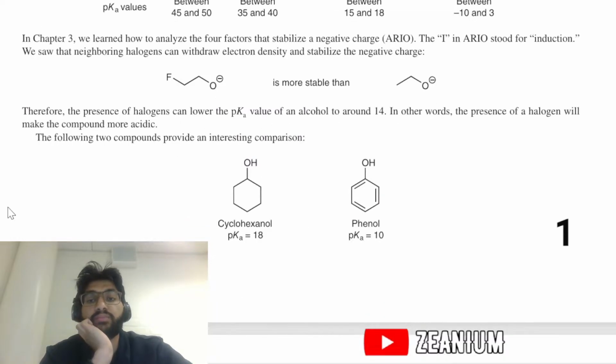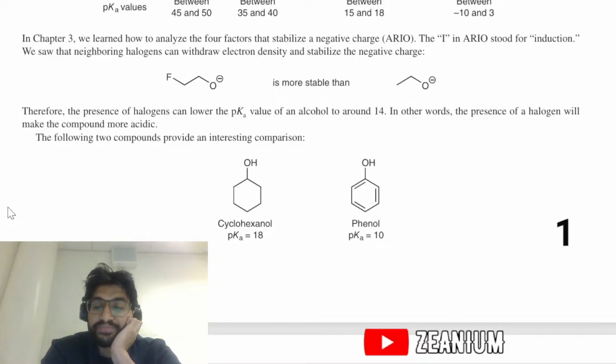In chapter 3, we learned how to analyze the four factors that stabilize a negative charge, ARIO. The I in ARIO stood for induction. We saw that neighboring halogens can withdraw electron density and stabilize the negative charge. This is more stable than this, because fluorine can attract oxygen's electrons. Therefore, the presence of halogens can lower the pKa value of an alcohol to around 14. In other words, the presence of a halogen will make the compound more acidic.